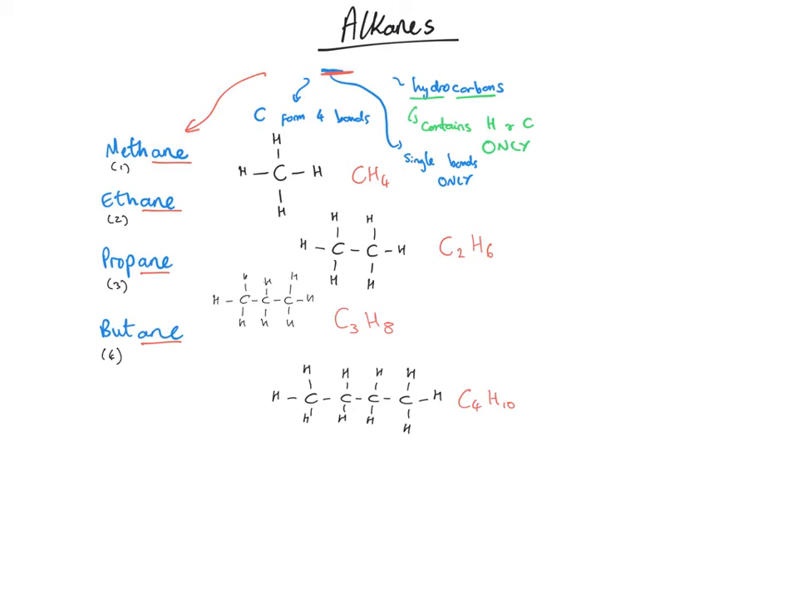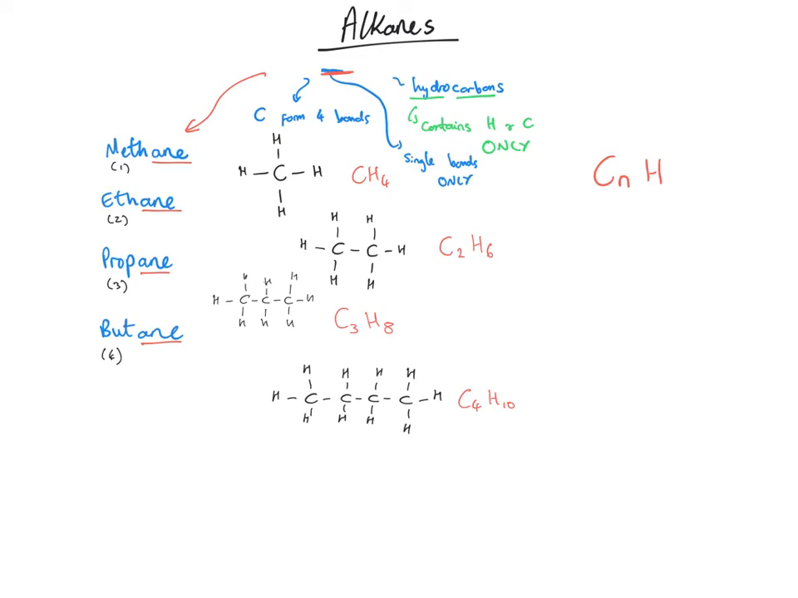So see if you can work it out. If you've got n number of carbons, how many hydrogens do you have? What do you have to do? So here I've got 1 carbon. How do I turn it to 4? The same pattern's got to apply. I've got 2 carbon. How do I turn it to 6? I've got 3 carbon. How do I turn it to 8? 4. How do I turn it to 10?